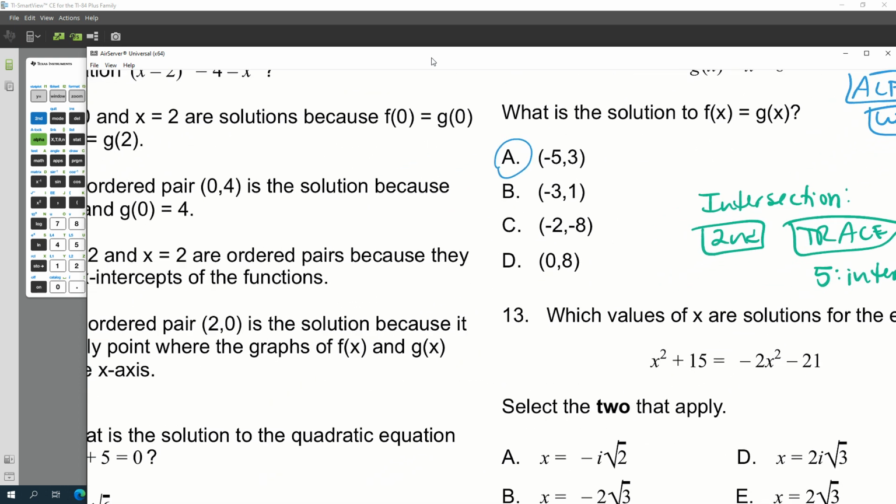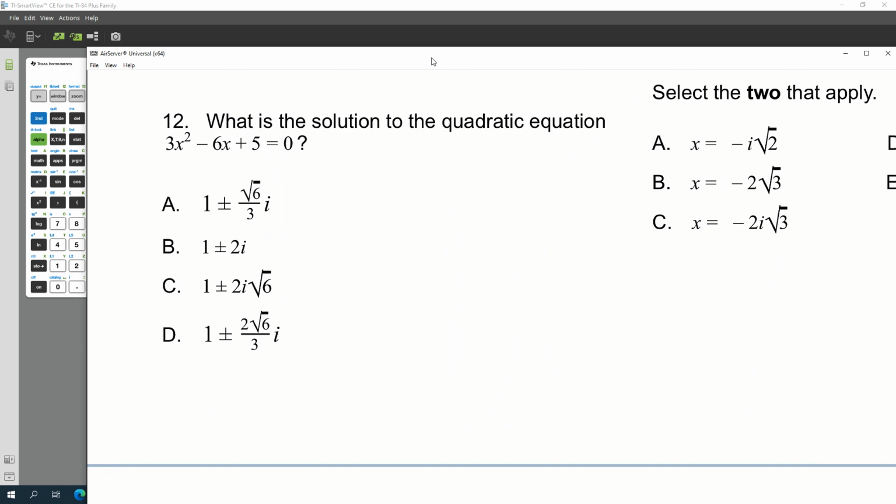Okay, so on number 12, it tells you to use the quadratic equation. That's kind of nice, so you don't have to try different things. You can just do the quadratic equation. You do need to know it to be able to use it. I think we used it on other parts of this test too. Right, so a is going to be 3, b is -6, and c is 5.